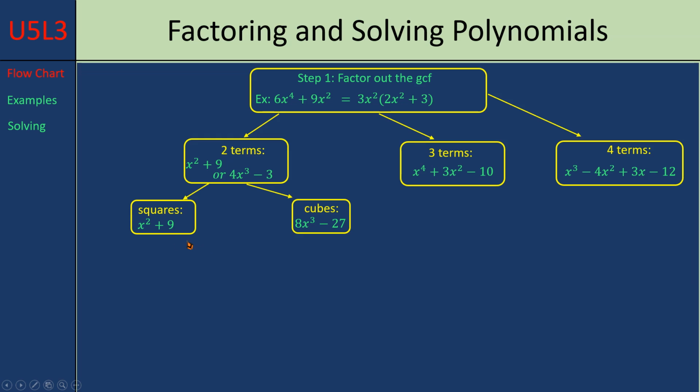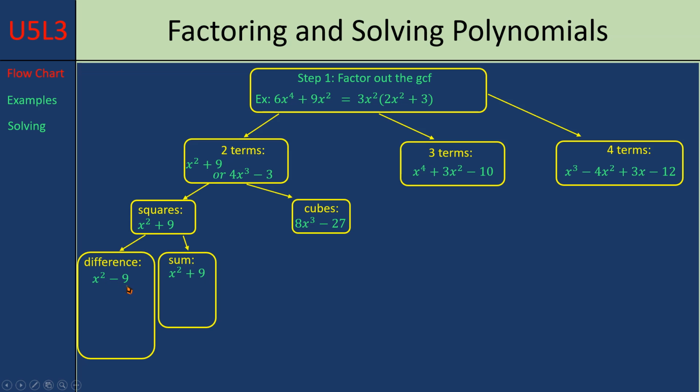Okay, let's talk about the squares first. In squares, you have 2 different types, right? One would be the difference, and one would be the sum. And what does that mean? Sum means the 2 terms are adding to each other. Okay, 2 terms are both positive. The difference means one term minus the other. So one's negative, one is positive.